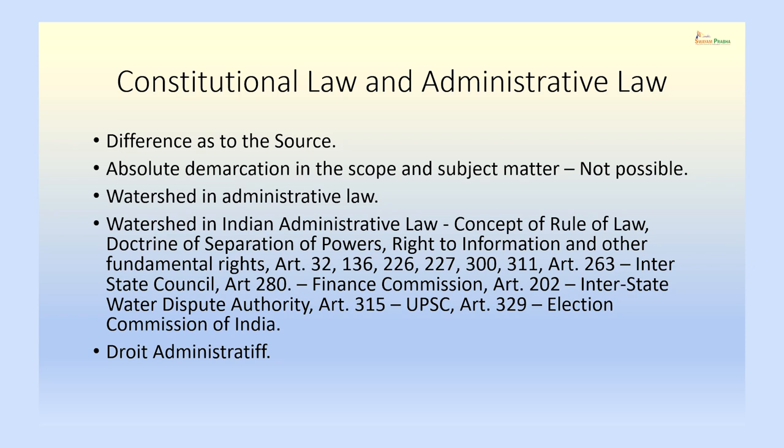It seems that the area of administrative law and the area of constitutional law absolutely cannot be distinguished. It is not possible to demarcate the area of these two subjects. It is impossible to make any watertight compartments for the area of administrative law and the area of constitutional law. There is always a watershed in administrative law. If we draw two circles, when you go through your books of administrative law, you will find that the authors try to make you understand this point by drawing two circles. And there is always a portion which is overlapping.